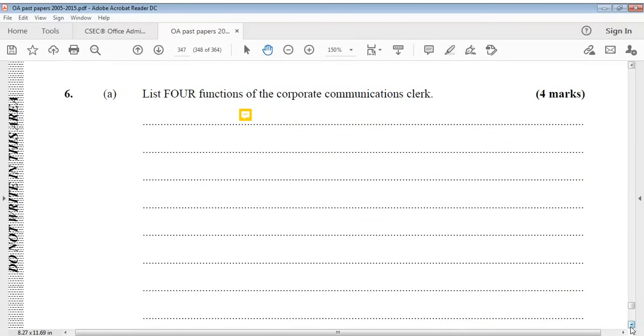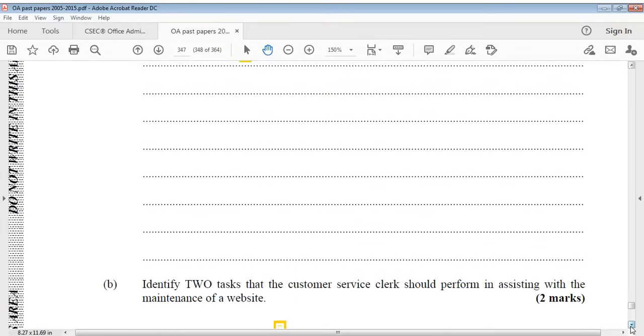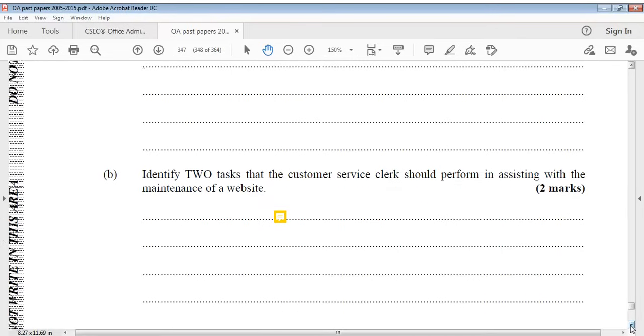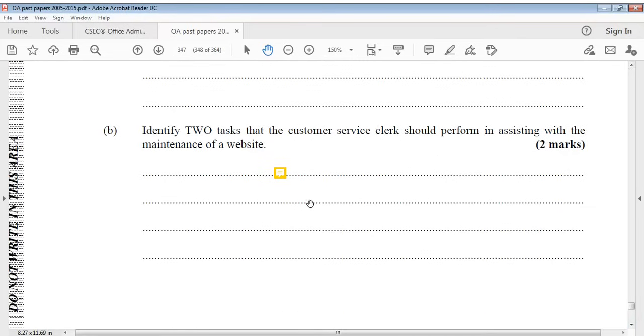Let's move on to question number 6B. Identify two tasks that the customer service clerk should perform in assisting with the maintenance of a website.